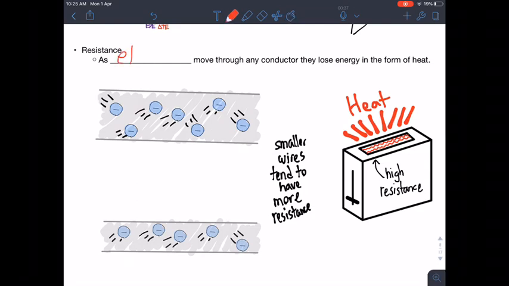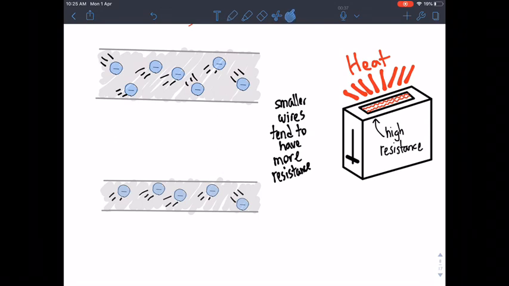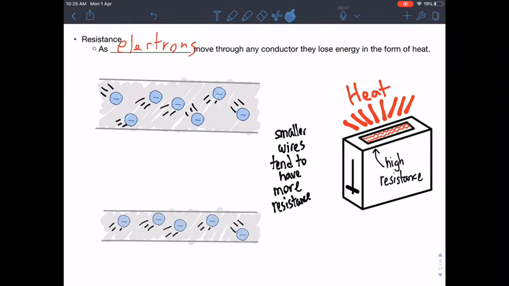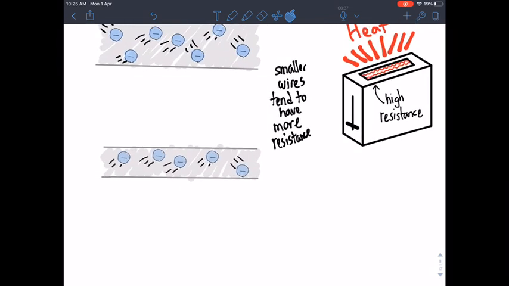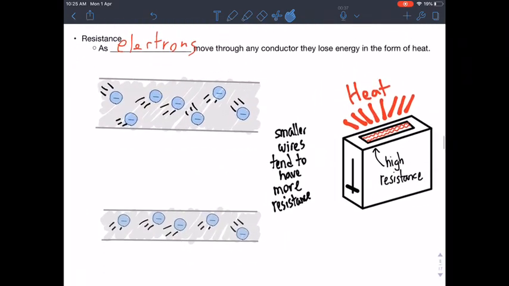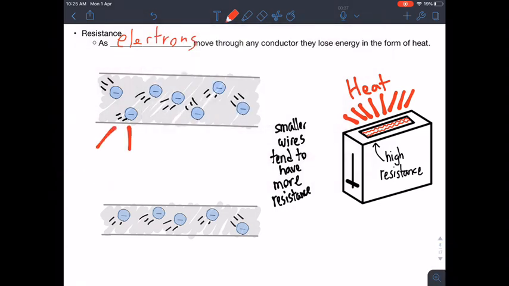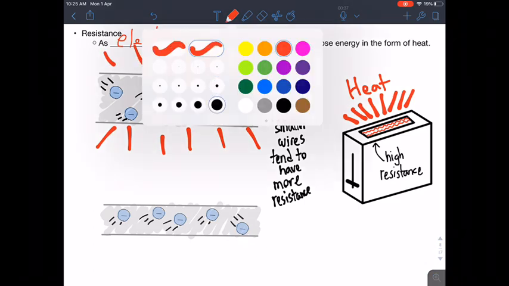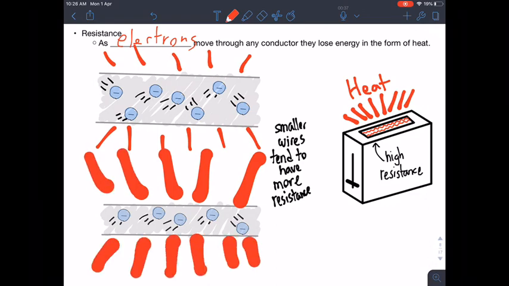So as electrons move through any conductor, that could be a wire or a resistor, they're going to lose energy in the form of heat. Smaller wires tend to have more resistance, because if you look at this little tiny wire right here, you can see it's hard for the electrons to move through there, whereas here it's easier for the electrons to move. So I'm just going to draw some red lines to represent the heat being generated. So here there's some heat coming off of this wire, whereas on this one there's going to be lots of heat being generated because it's a smaller wire.